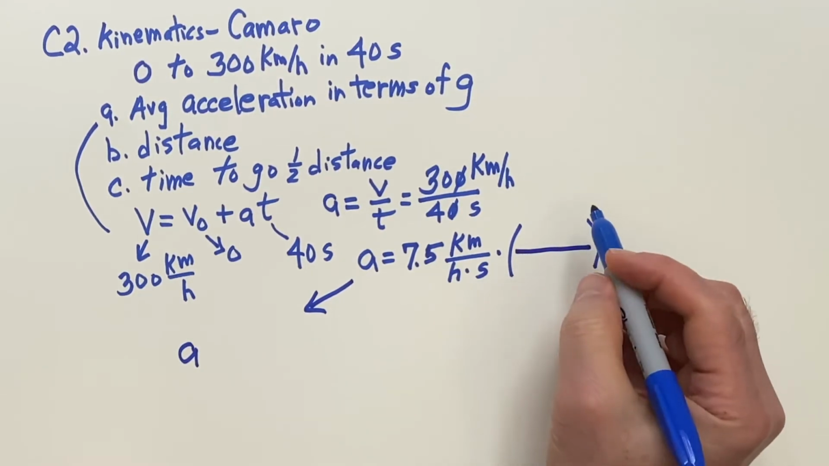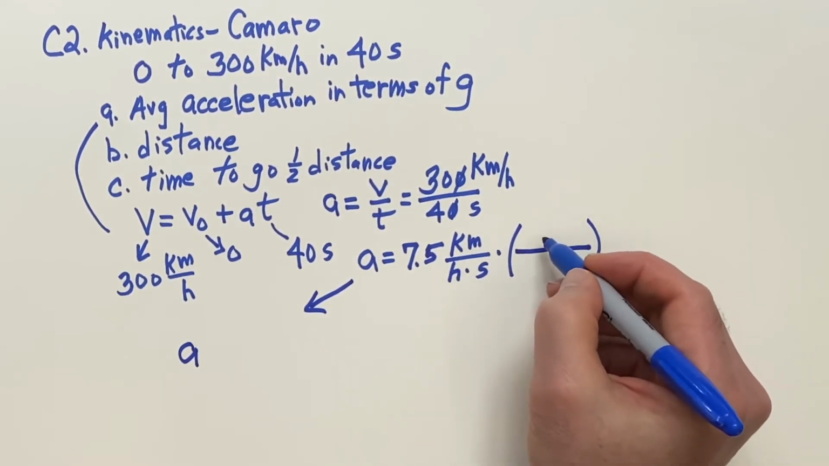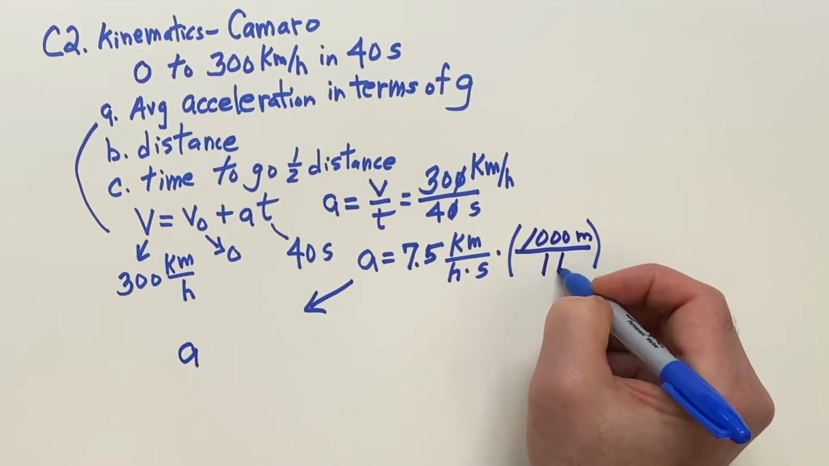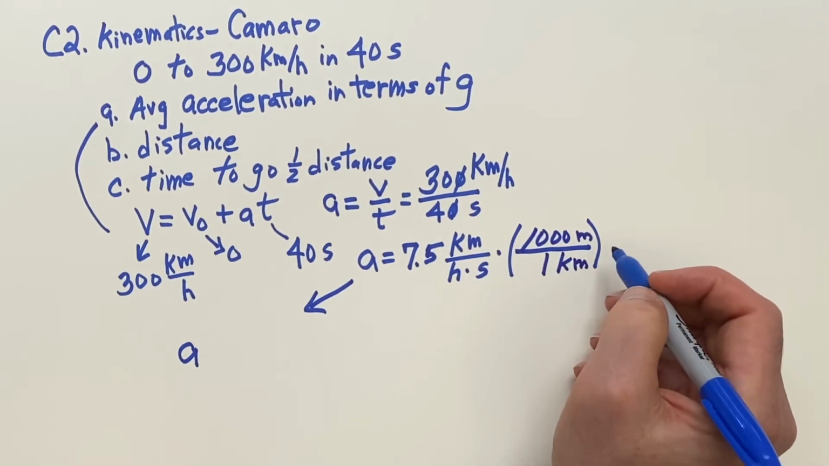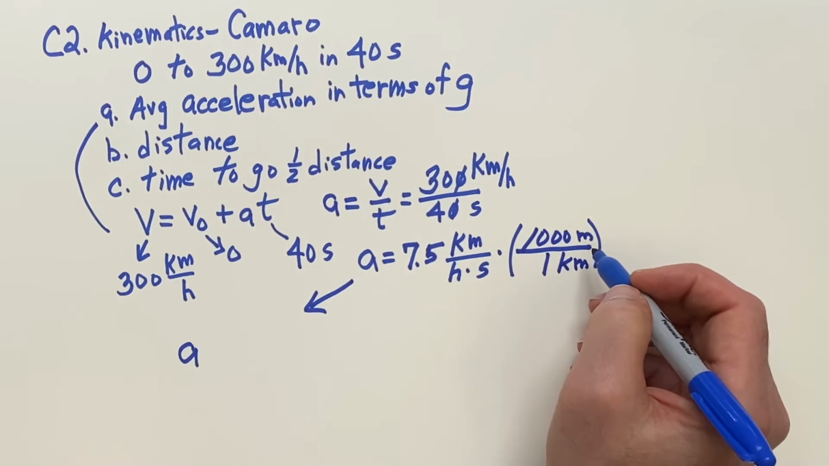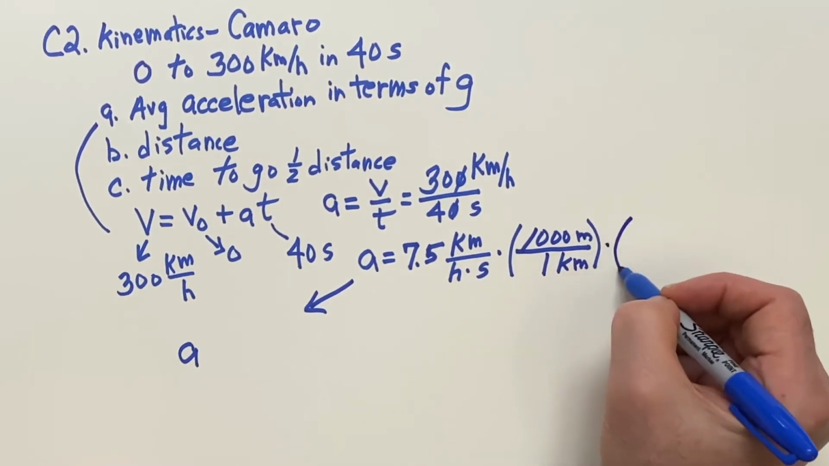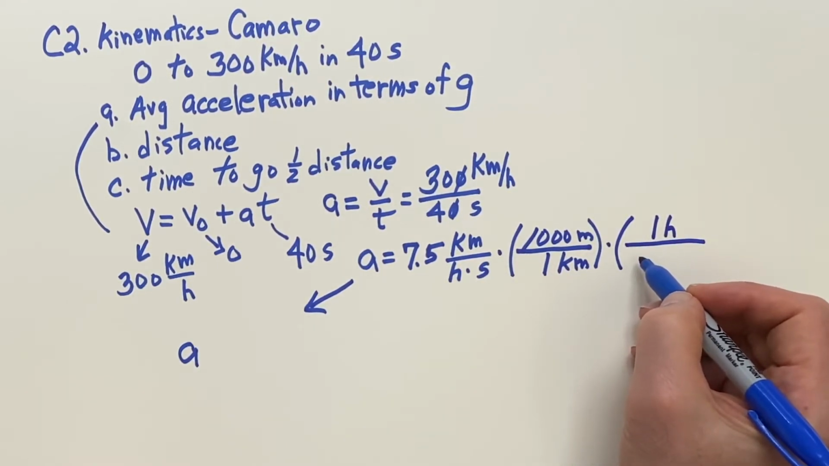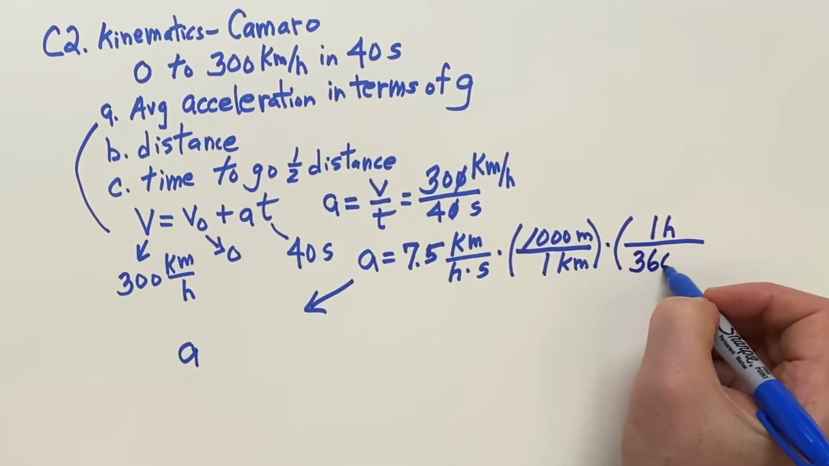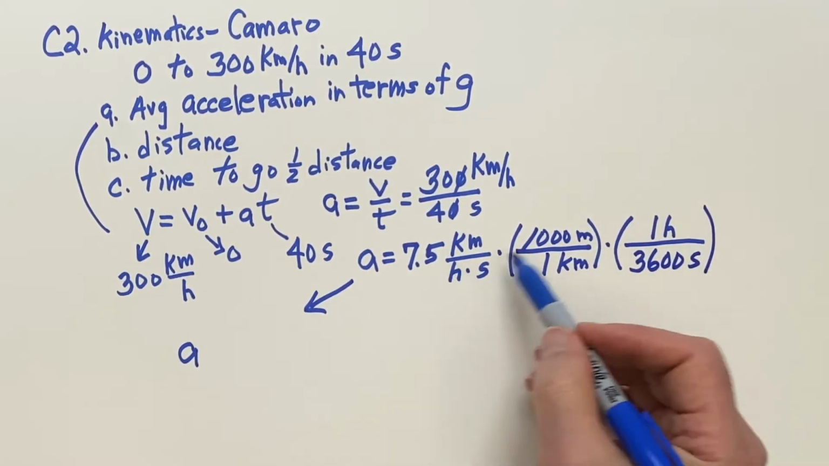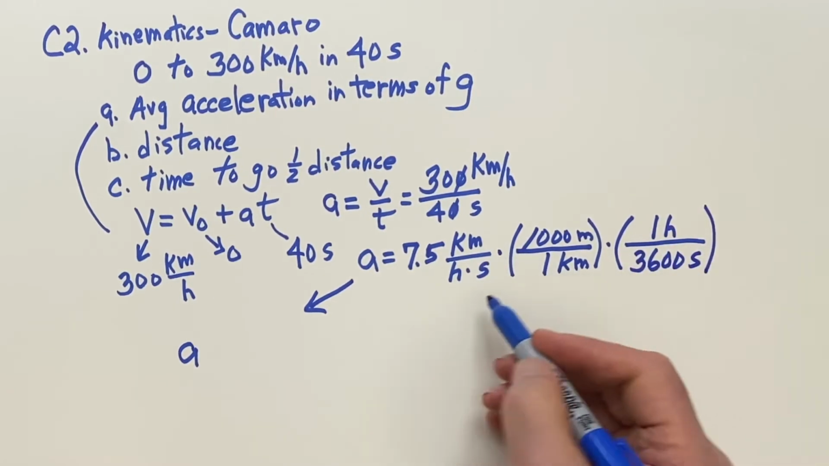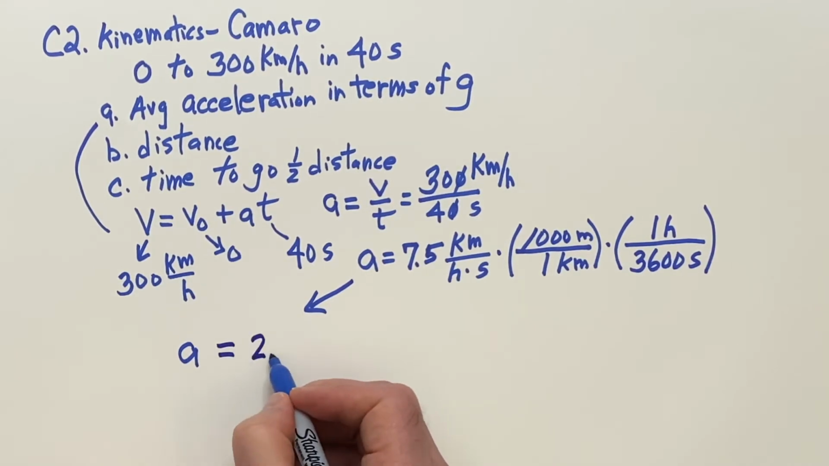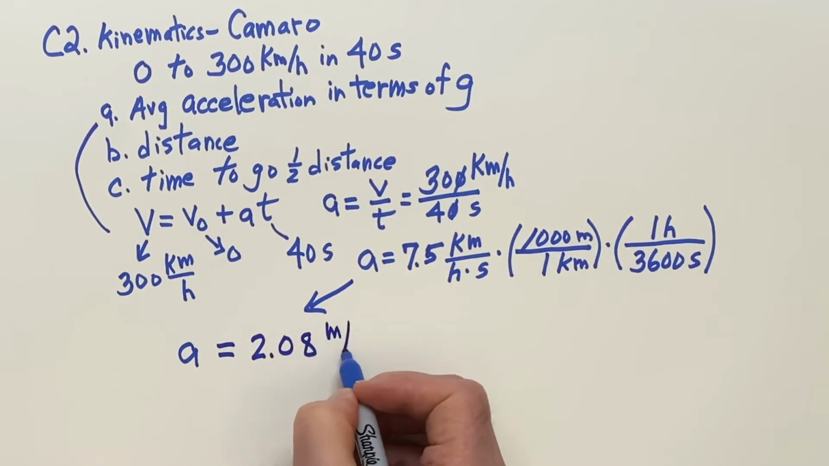What we're going to do is take the kilometers and replace it with 1,000 meters per kilometer. And that's going to get rid of the kilometers, but then I got the hours to deal with. So we want to cancel the hour. And if we do that, we need 3,600 seconds. So the hours will cancel, the kilometers will cancel. And what we get when we do that is 2.08 meters per second squared.